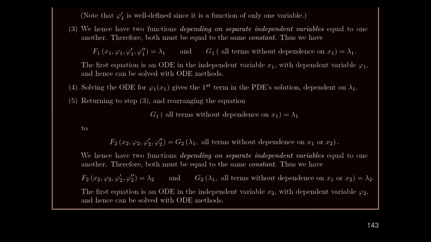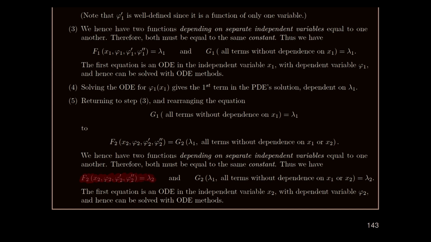And then we repeat. Since the left-hand side is equal to a function of x2 and everything else is not a function of x2, they must both be equal to a constant, a new constant, lambda 2. And if they're both equal to a new constant, then I can set them both equal to that new constant.